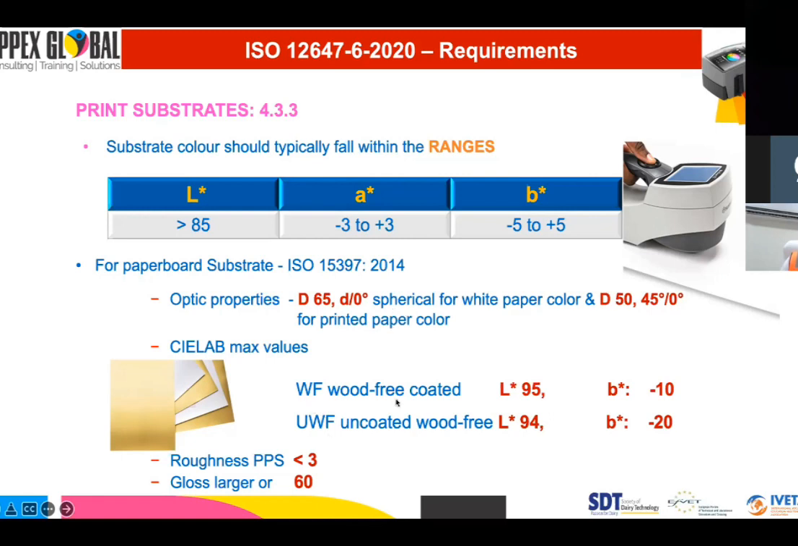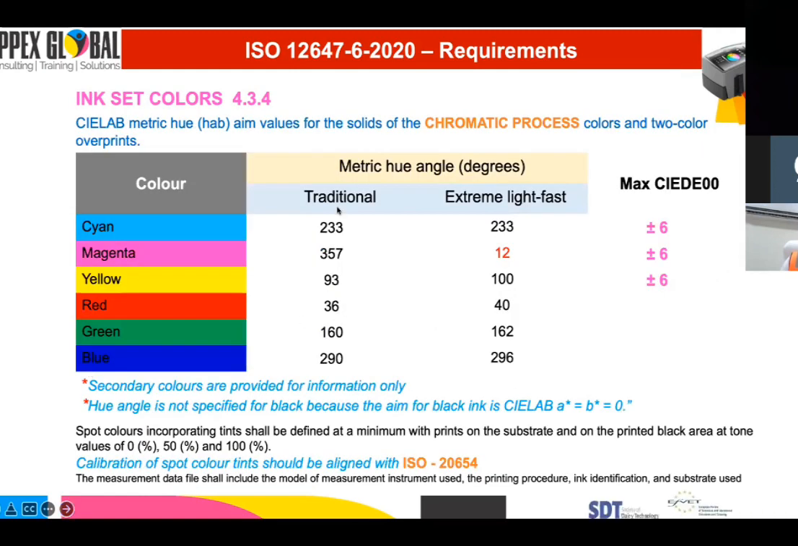There are two levels here for wood-free coated and uncoated, and for gravure, we'll see tomorrow, super calendared paper, SC, and LW, lightweight. Any questions on the media? It is a big issue for all types of printing.